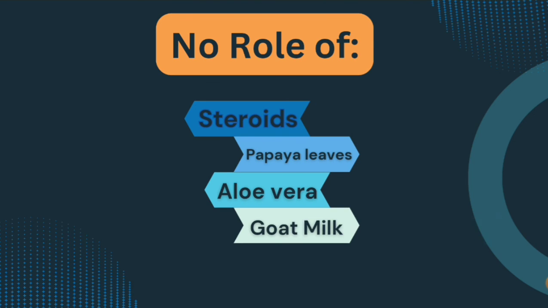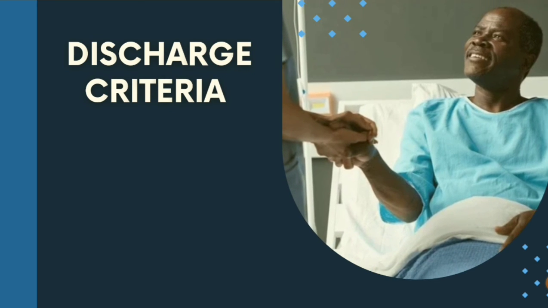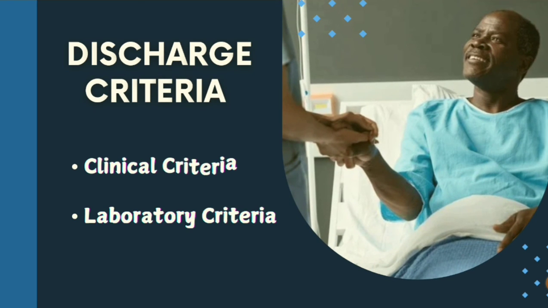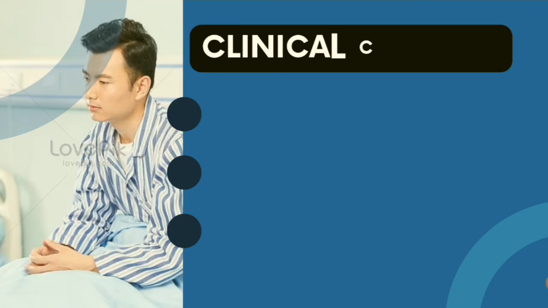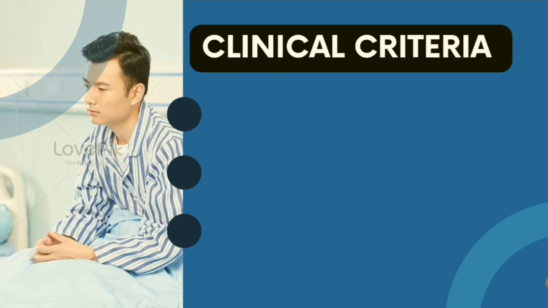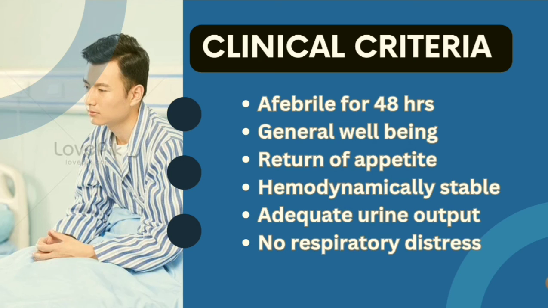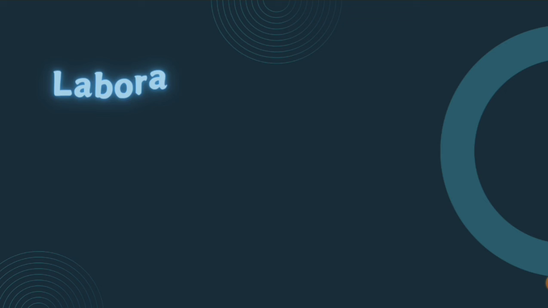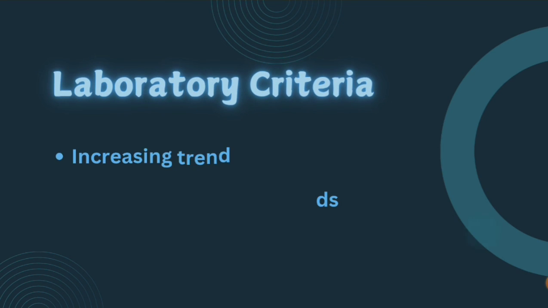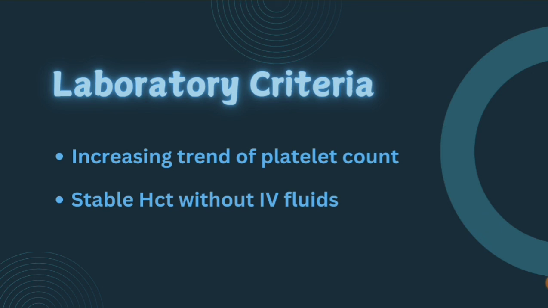Now let's discuss the discharge criteria in case of dengue fever. Again, it is divided into two criteria, clinical criteria and laboratory criteria. Clinical criteria include those patients who are afebrile for the past 48 hours. The patient is generally well. There is return of appetite. The patient is hemodynamically stable. He has adequate urine output and there is no respiratory distress. And the laboratory criteria include an increasing trend of platelet count with stable hematocrit without IV fluids.